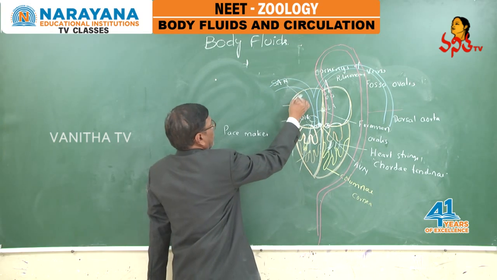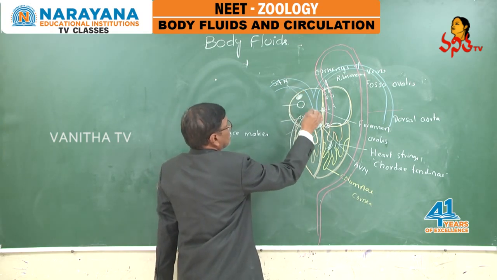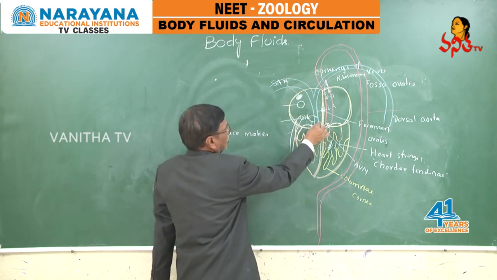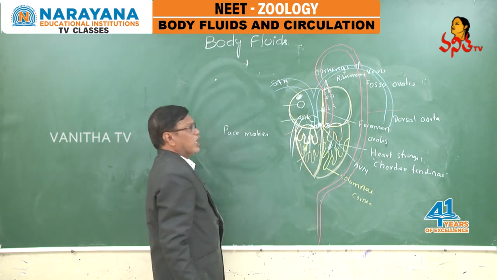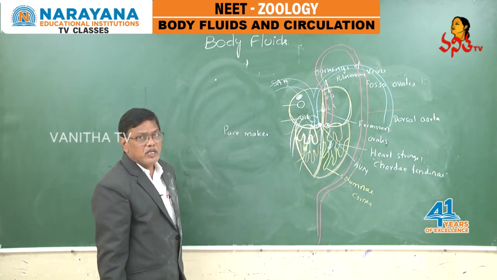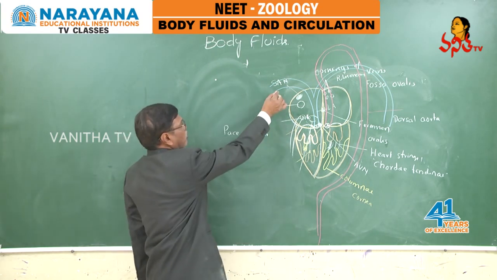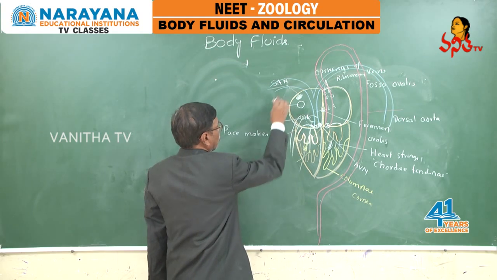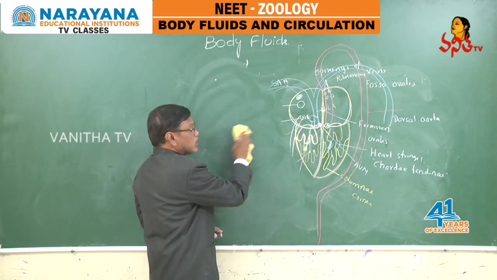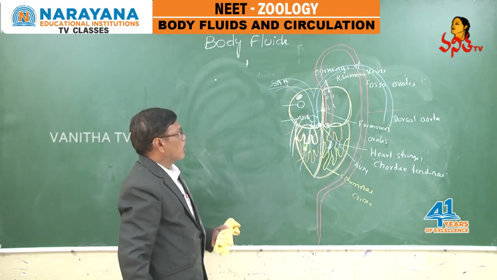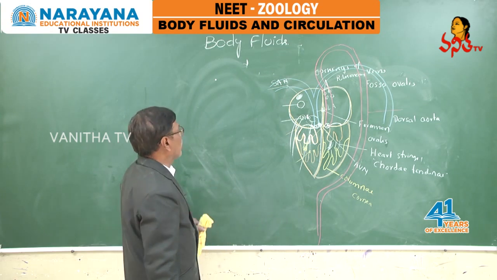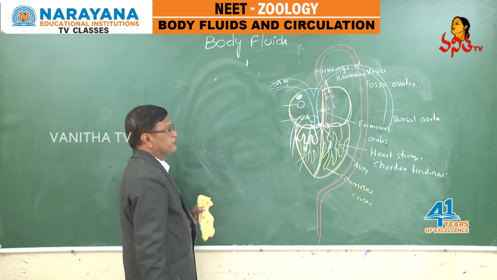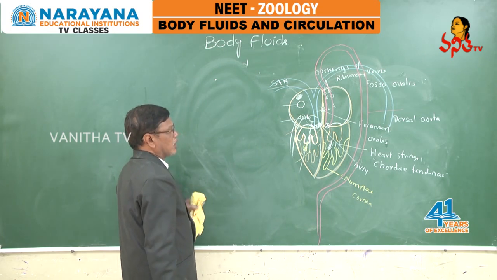Here there are two pacemakers: the SA node, sinoatrial node, and the AV node, atrioventricular node. Why are two pacemakers required? Is only one SA node not sufficient? What is the role of the SA node? What is the role of the AV node? Why are two pacemakers required?